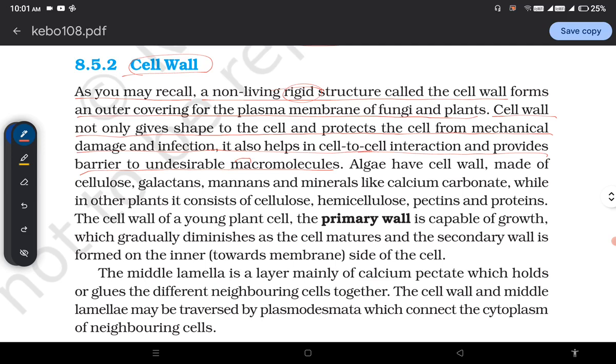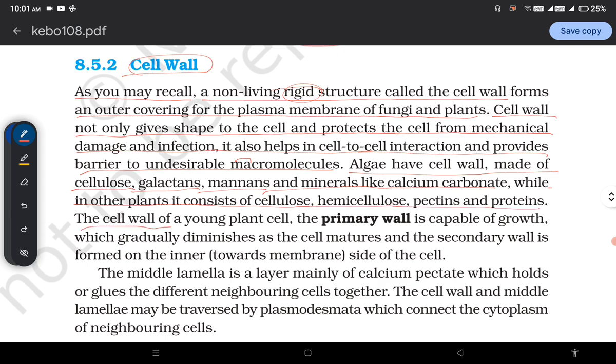Algae have cell wall made of cellulose, galactans and mannans, and minerals like calcium carbonate. While in other plants it consists of cellulose, hemicellulose, pectin and protein.